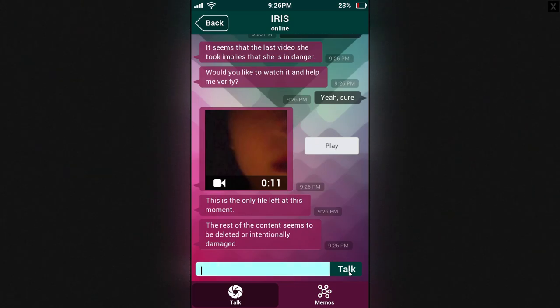This is the only file left at this moment. The rest of the content seems to be deleted or intentionally damaged.